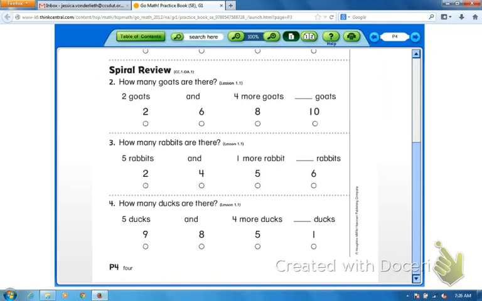This spiral review is really nice though, because it takes away the pictures from the students, so they're not able to see 2 goats and 4 goats in pictures. They have to use the numbers to help them with it. If this is still challenging, go ahead and draw pictures. That doesn't hurt anything. We are still using those visual objects to help us with counting and adding, and that's not a problem. So if they need to draw 2 circles on their paper and 4 more for the 4 goats, go ahead and do that.